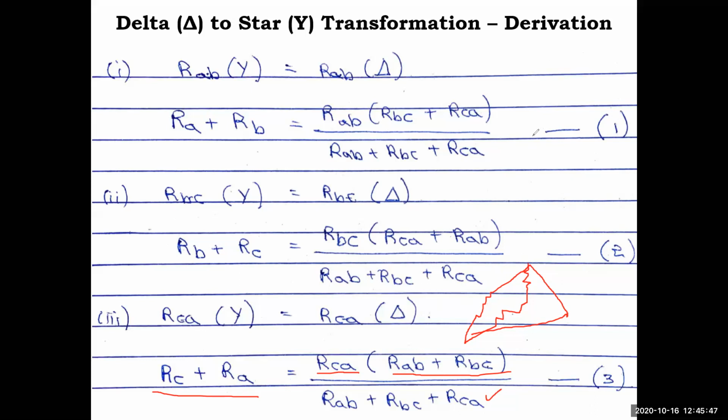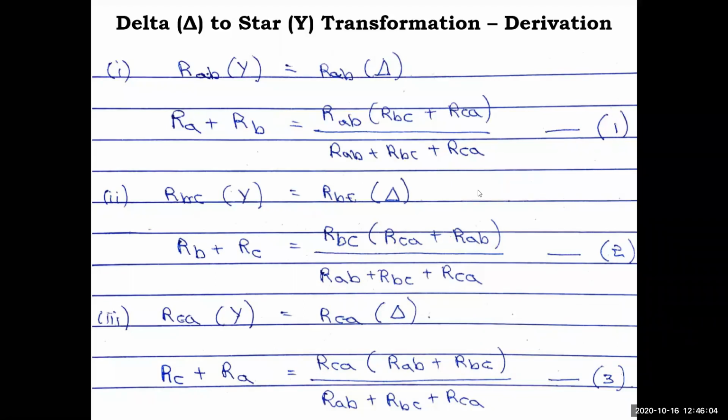Okay, first thing. So this delta network is there and I am converting it into a Y network. Okay, so like this is a Y network. So this is our first transformation. So what we need now, we need to find out RA, RB and RC. That is the Y network, right? So RA plus RB is there, RB plus RC is there, RC plus RA is there. Everything plus term we have.